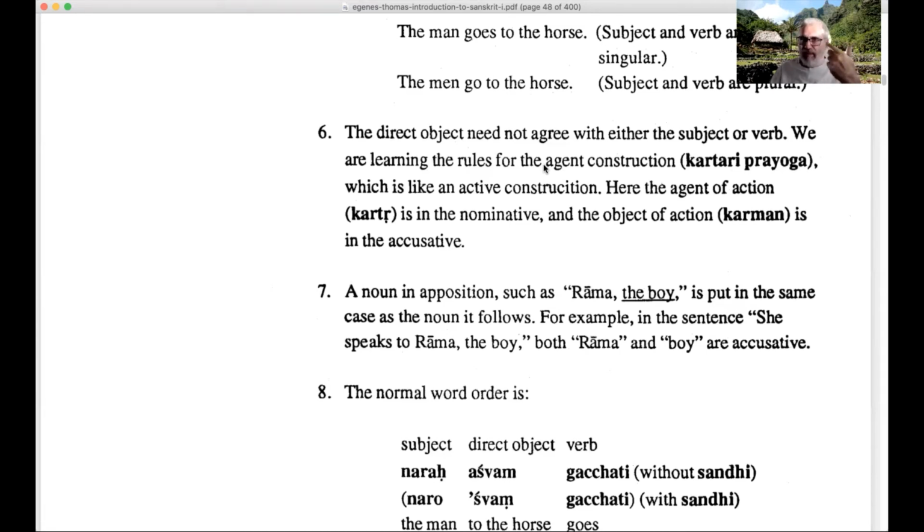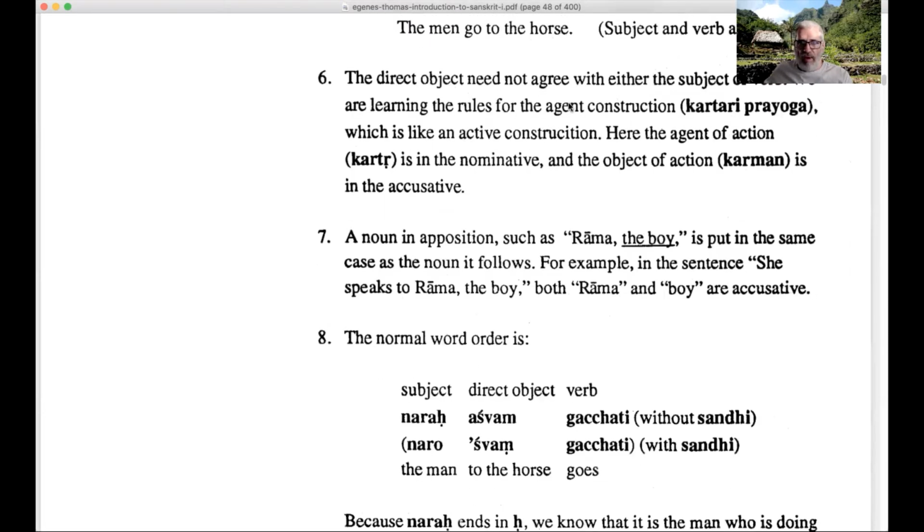So we have this word katri. Even the soul is called sometimes, in philosophy, katri. The doer, it means. So we're learning the rules for an agent construction, kartari prayoga, which is like an active construction. Here, the agent of action, the kartri, is in the nominative case, and the object of action, karman, is in the accusative. The men go to the horse, or the man goes to the horse.